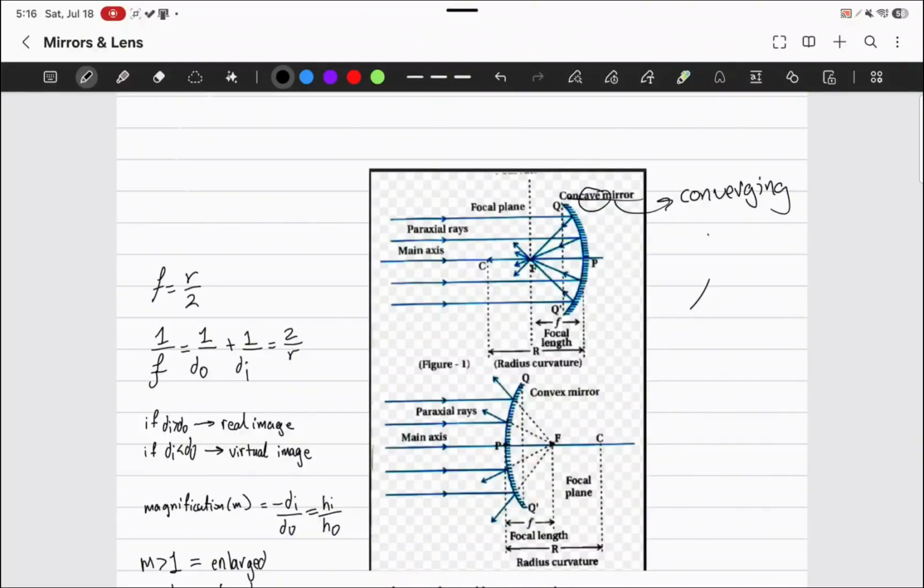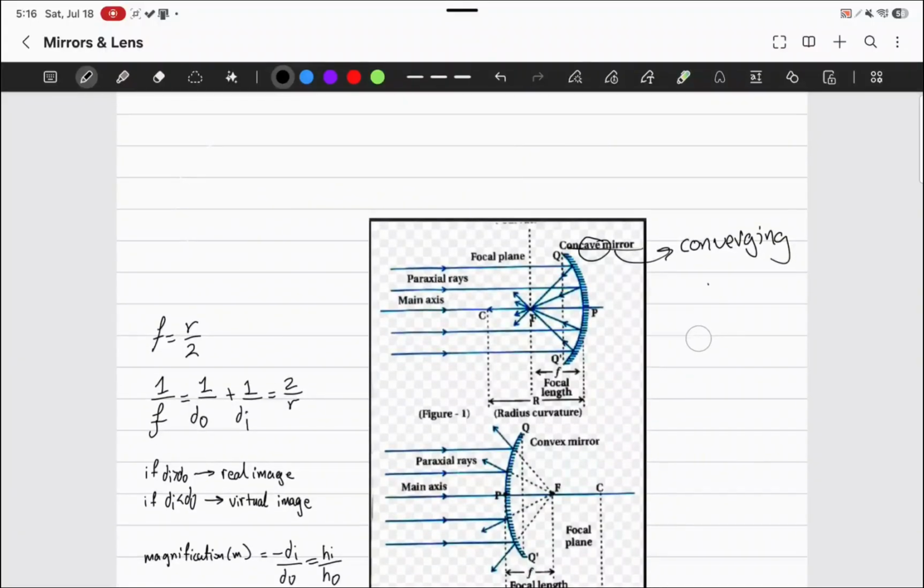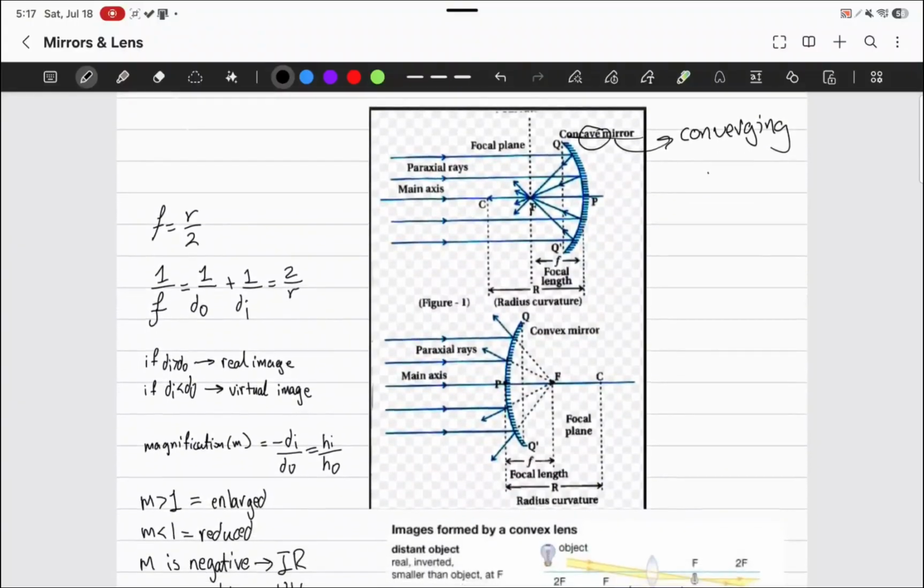The distance from the mirror to the focal point is, as they said, the focal length. The radius of curvature goes to this point, which is the center of curvature. Now, all the light rays are converging at this one point, the focal point, and that is important to think about.